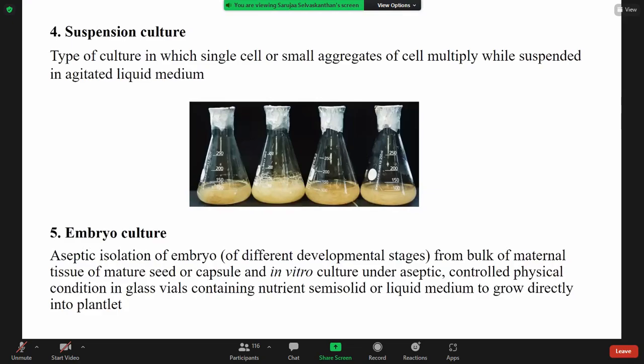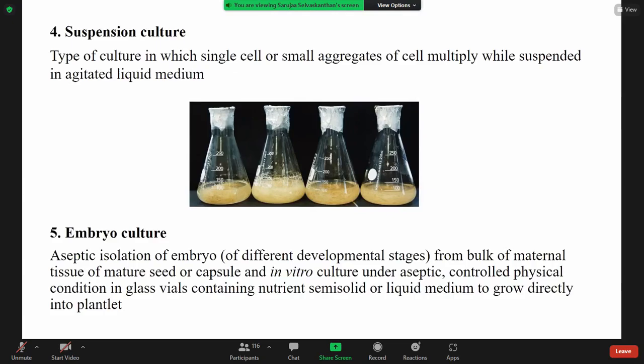Embryo culture means aseptic isolation of the embryo. We have to isolate the embryo from the bulk of maternal tissue of a mature seed or capsule, and culture it in vitro under aseptic, controlled physical conditions in glass vials containing nutrient semi-solid or liquid media, to grow directly into a plant. From the embryo we can grow direct plantlets. Whichever media we use, aseptic conditions have to be maintained.